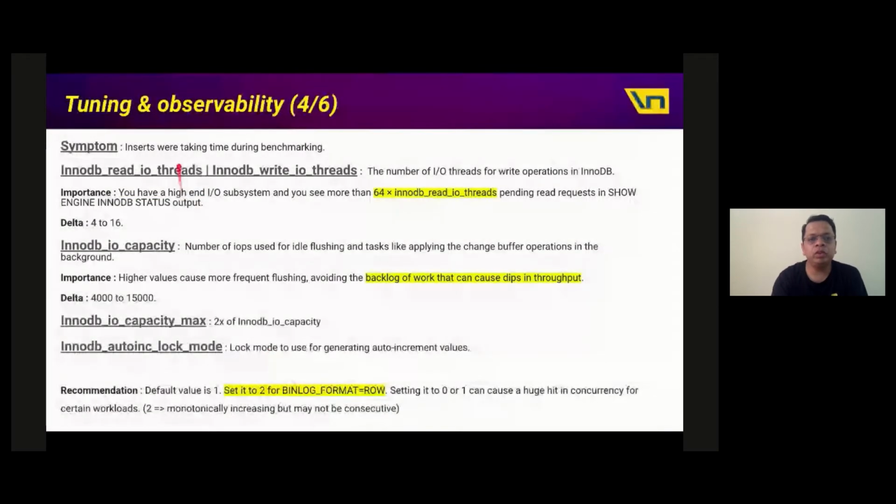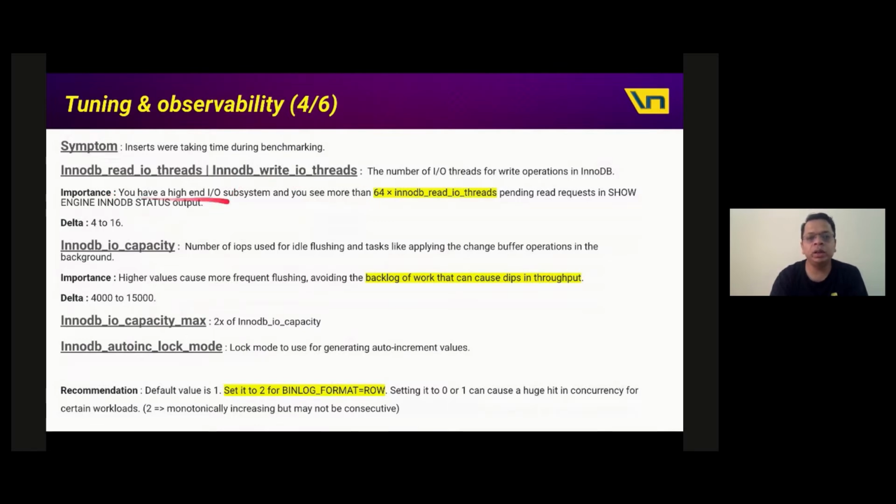The second symptom we saw was that inserts were taking a lot of time during benchmarking, and that is where we started debugging, and we found that there are these 4 variables which require tuning. The first variable is innodb_read_io_threads and write_io_threads, which signify the number of IO threads for read or write operations in InnoDB.